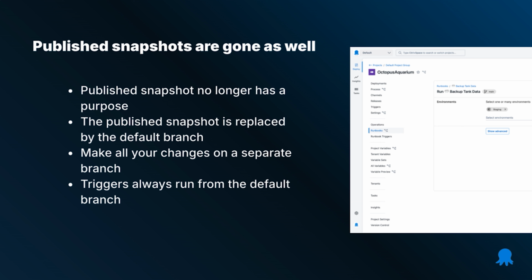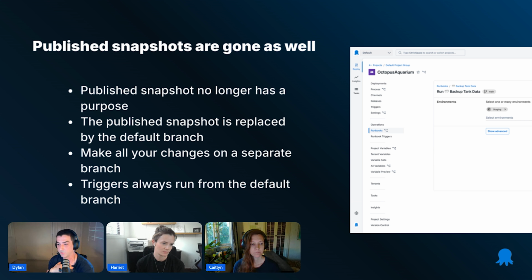And you'll notice a bit of a trend of things being replaced by the default branch. If you want to make changes to your runbooks and keep a stable version for people like me to run and to derail your demo, that's what branches are for. You can make changes on a branch, review it in a PR, and then merge that back through the default branch. And you can test whatever you want without getting in anyone's way.